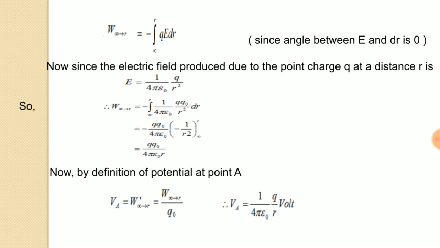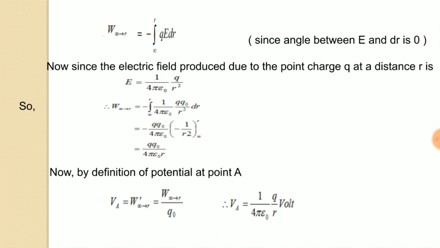Now, since the electric field produced by a point charge Q at a distance r is E equals 1 upon 4 pi epsilon Q upon r squared, we put this value in our formula. So we get W from infinity to R equals minus the integral from infinity to R of 1 upon 4 pi epsilon Q Q0 upon r squared times dr. Here 1 upon 4 pi epsilon Q Q0 is constant, so we integrate 1 upon r squared in the limit infinity to R. So we get Q Q0 upon 4 pi epsilon naught r.